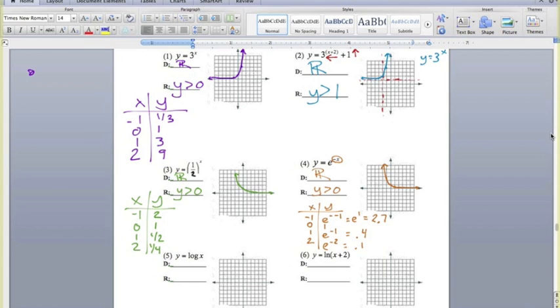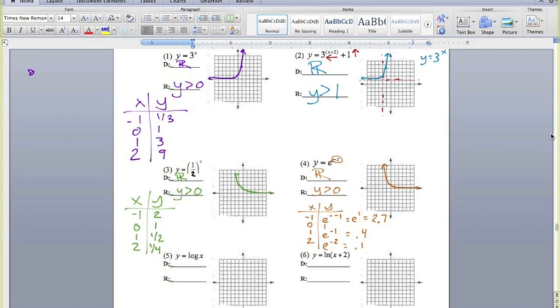For the last two, we're going to switch and think about logs. Now, when we do a graph of a log, what we want to do is actually graph the exponential, or make a chart for the exponential. So we're going to turn this into the exponential the way that we learned how logs behave.